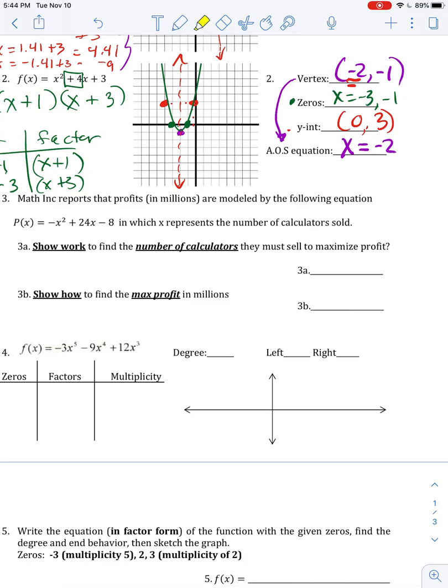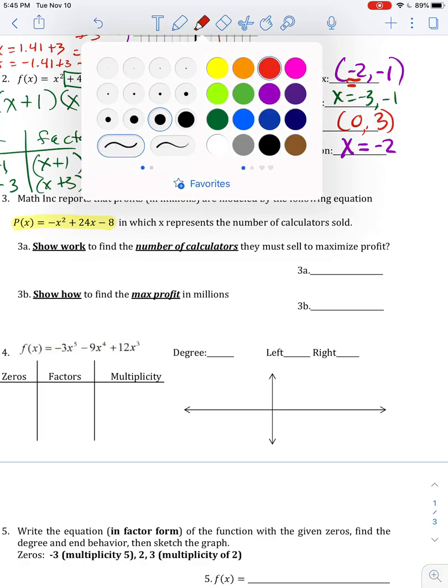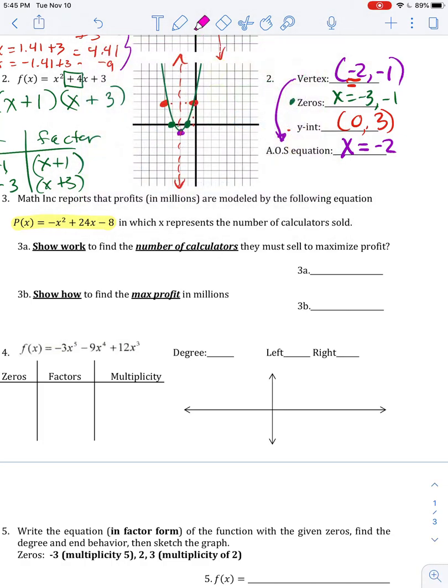Okay, so keeping in mind that when you get to a word problem, it has to be stuff we learned about. And really, we just learned about max and mins, you know, the vertex. So Math Inc. reports the profit in millions is modeled by the following equation. All right, well, that's standard form. So I'm going to go to the standard form part of my chart, in which X represents the number of calculators sold. Okay, so that's something I probably just want to keep in mind. So X is going to be the number of calculators sold. P is going to be the profit.